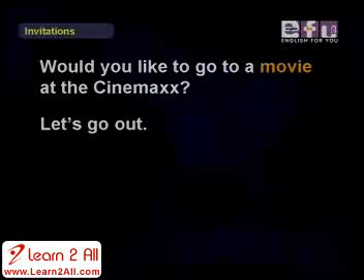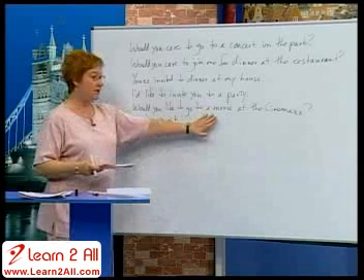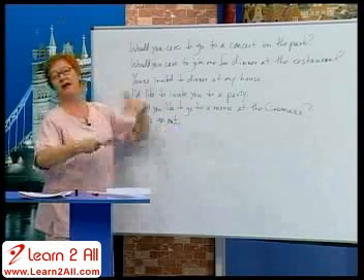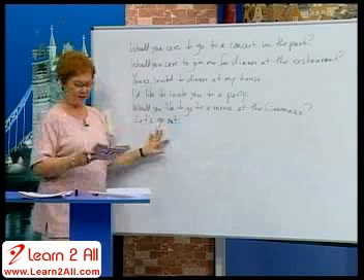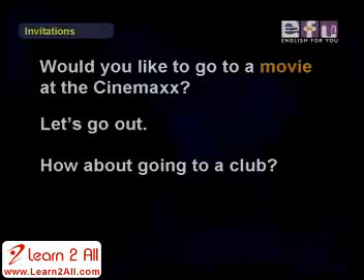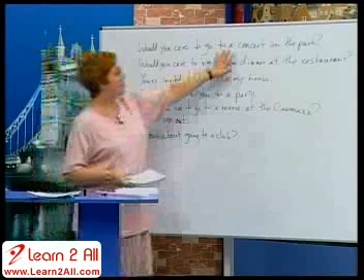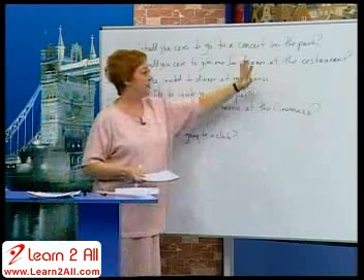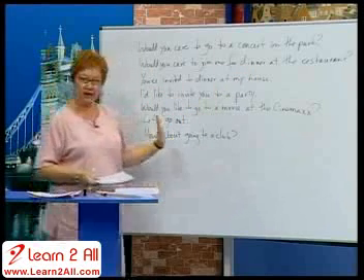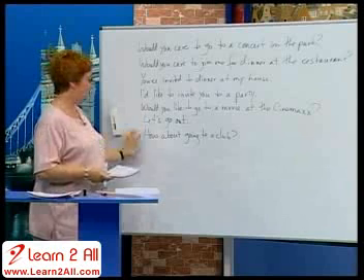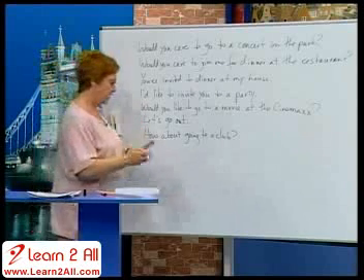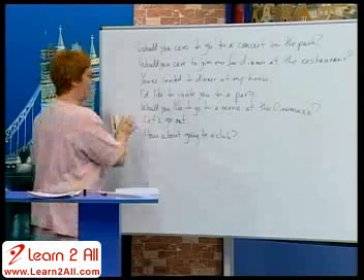Now here's a casual one. Let's go out. There's no time or place or anything. It's very casual, very general for this one. Okay? Now here's another one. How about going to a club? So here we have a place. What and where. What and where. Okay? From very formal to very casual. All right? Now, we usually say when we want to go.